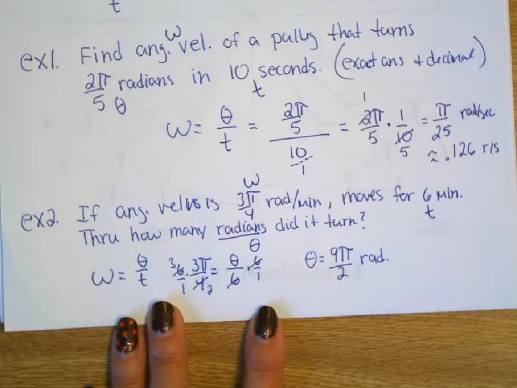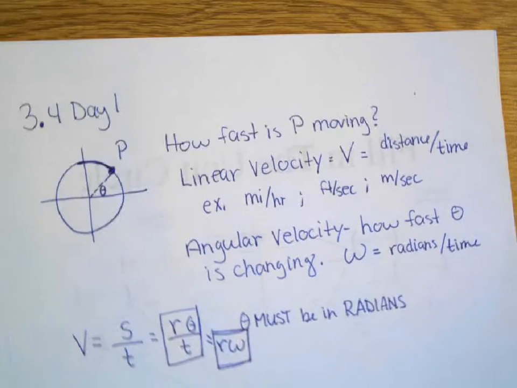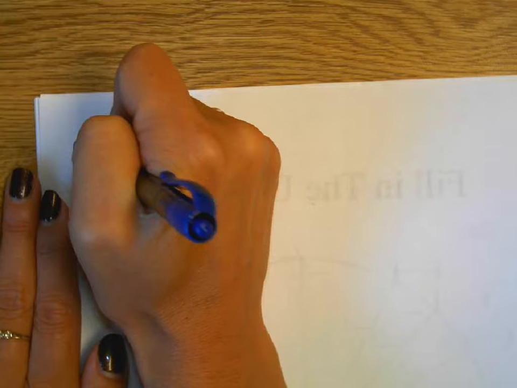What's the W velocity? Angular velocity. How many radians per time? How fast the angle is changing. So we talk about 2 kinds of velocity in this chapter.